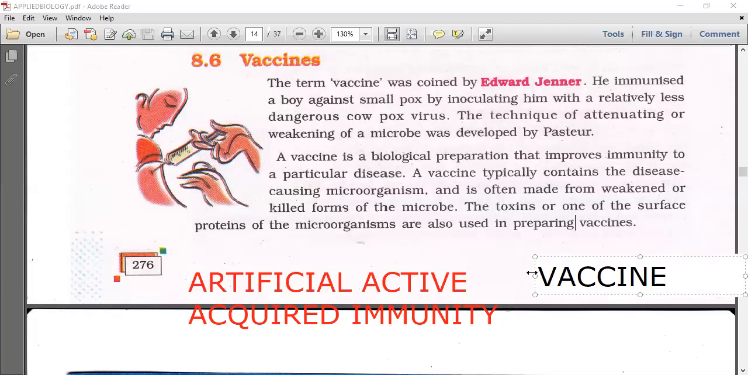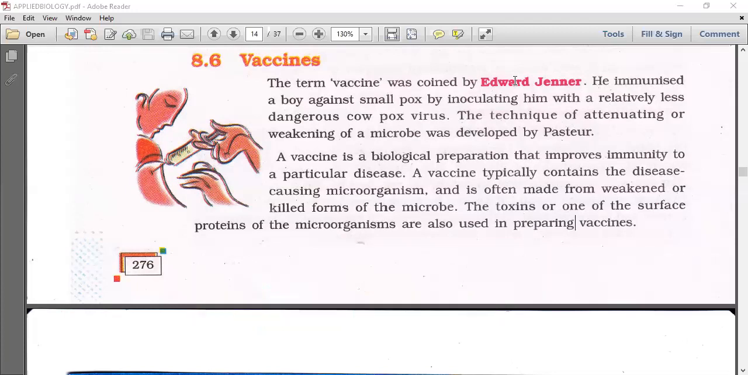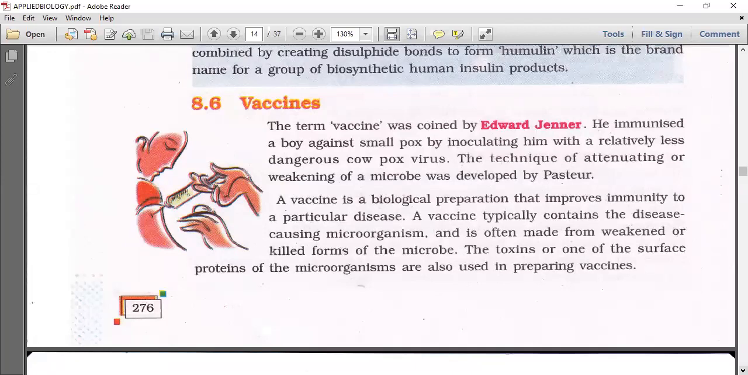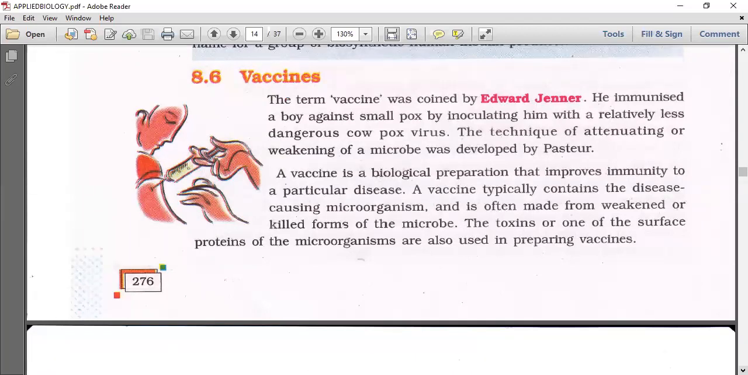We have some types of vaccine. Let us see that. The term vaccine was coined by Edward Jenner. He immunized a boy against smallpox by inoculating him with a relatively less dangerous cowpox virus.